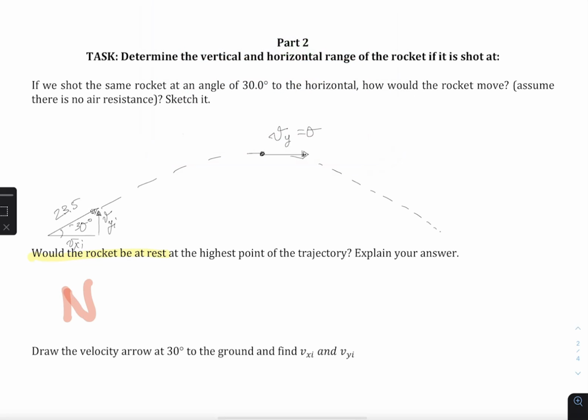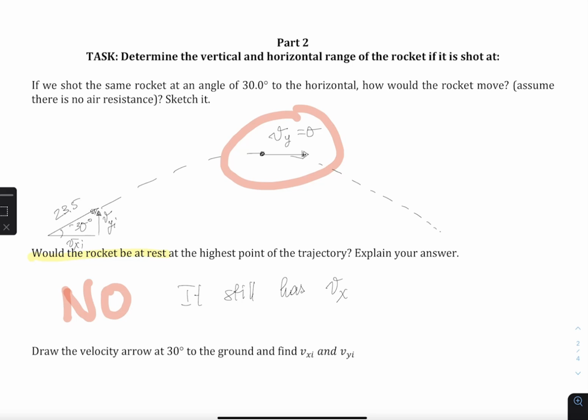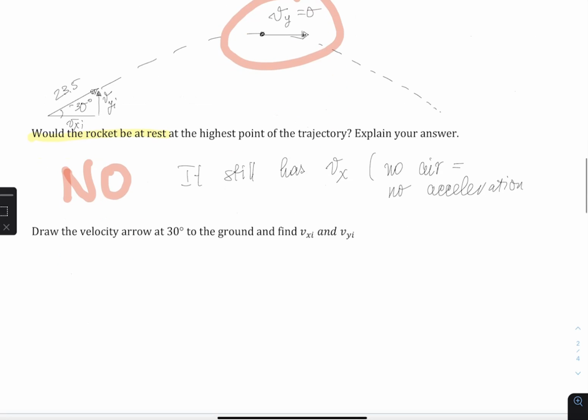Big no, because right here, it still has Vx, because there's no air, no acceleration. All right, so then draw the velocity arrow at 30 degrees, 23.5 meters per second at 30 degrees.